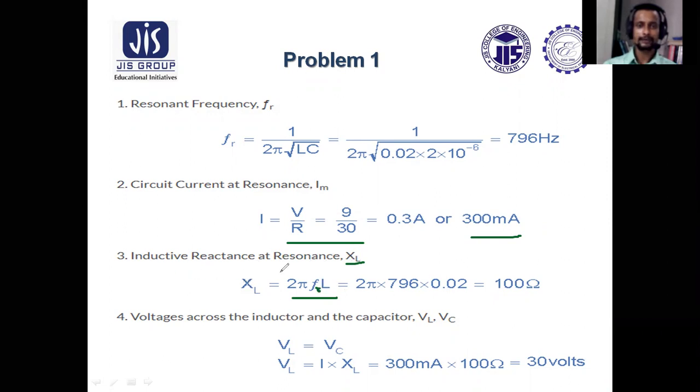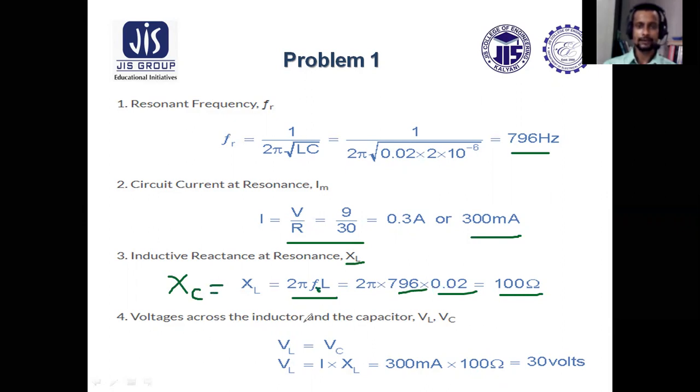Inductive reactance at resonance is 2 pi FR into L. FR is already found, 796. So 2 pi into 796 into L, which is given as 20 millihenry, that is 0.02 Henry. So XL is this. Now at resonance, XL should be equal to XC, so XC need not be found. XC and XL should be equal.